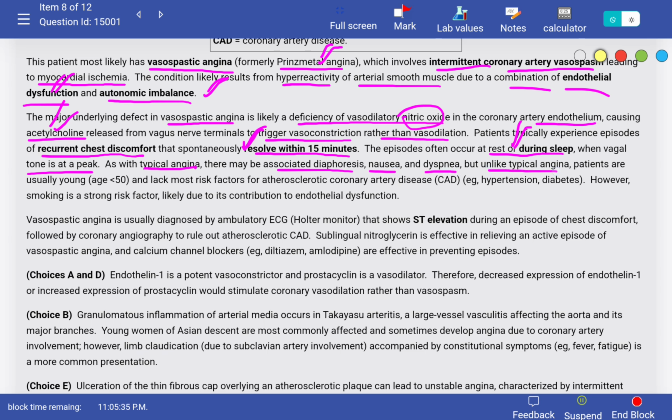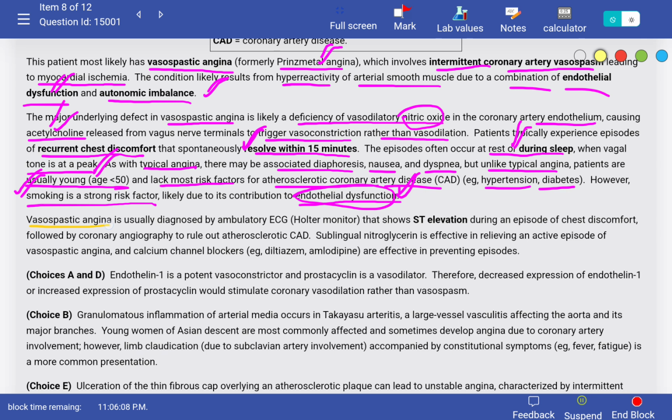But unlike typical angina, patients are usually young, so this is important. Age would be less than 50, right? And they lack most of the risk factors for atherosclerotic coronary artery disease, for example, hypertension and diabetes, they have not mentioned such things, right? However, smoking is a strong risk factor. Point to be noted. Strong risk factor, likely due to its contribution to endothelial dysfunction. Why? Because that would lead to endothelial dysfunction, right?